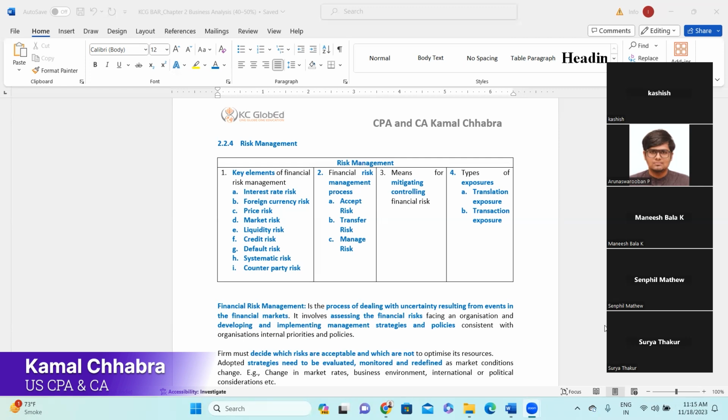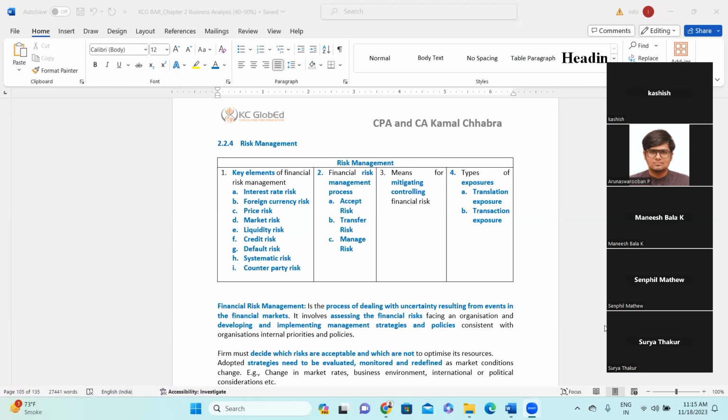As a layman, what do you think risk management will be? Every type of business will have certain types of risk. In order to manage those risks, there will be a set of policies and a team working on it.